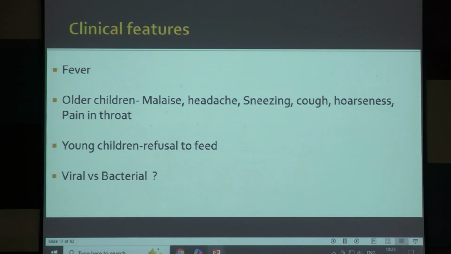What are the presenting features? Most common, the fever. The patient will present with fever and associated malaise, headache, sneezing, cough, pain in throat, okay. And young children generally don't complain much, but they will refuse taking food. Okay. Now, the sore throat, how to differentiate whether it is viral or bacterial.